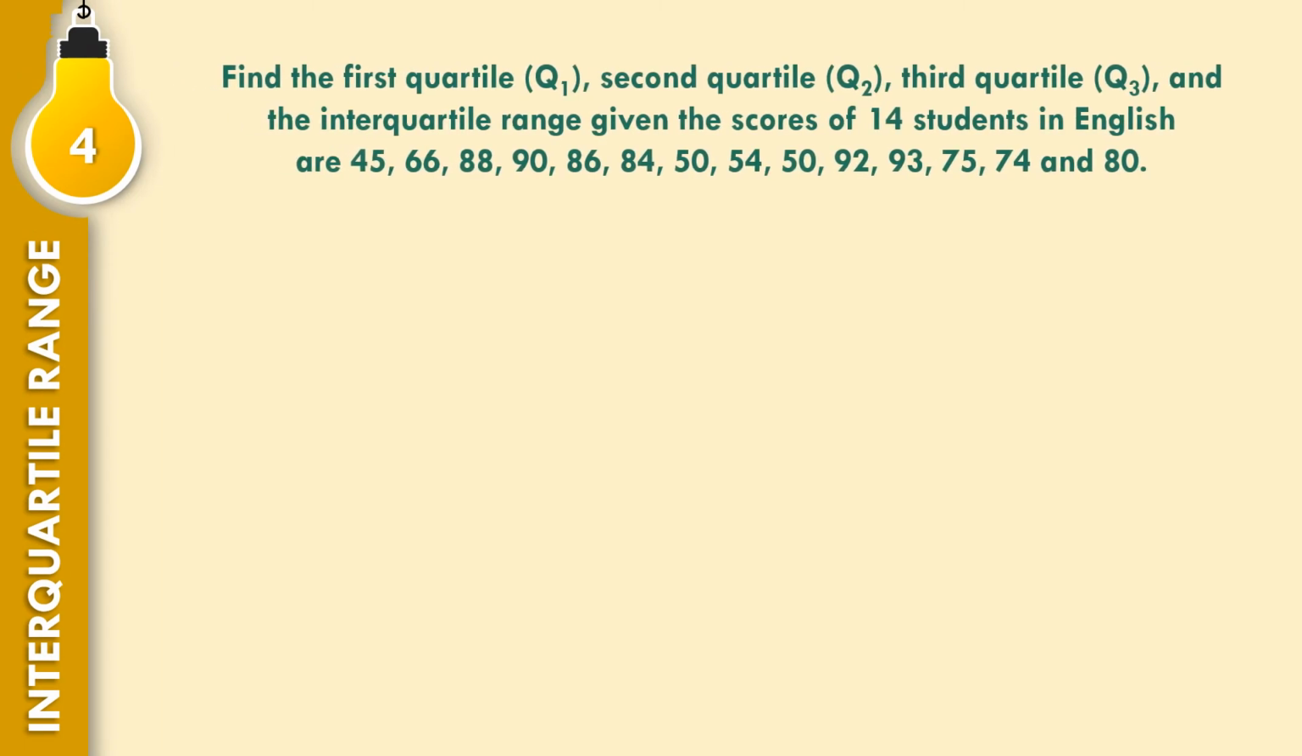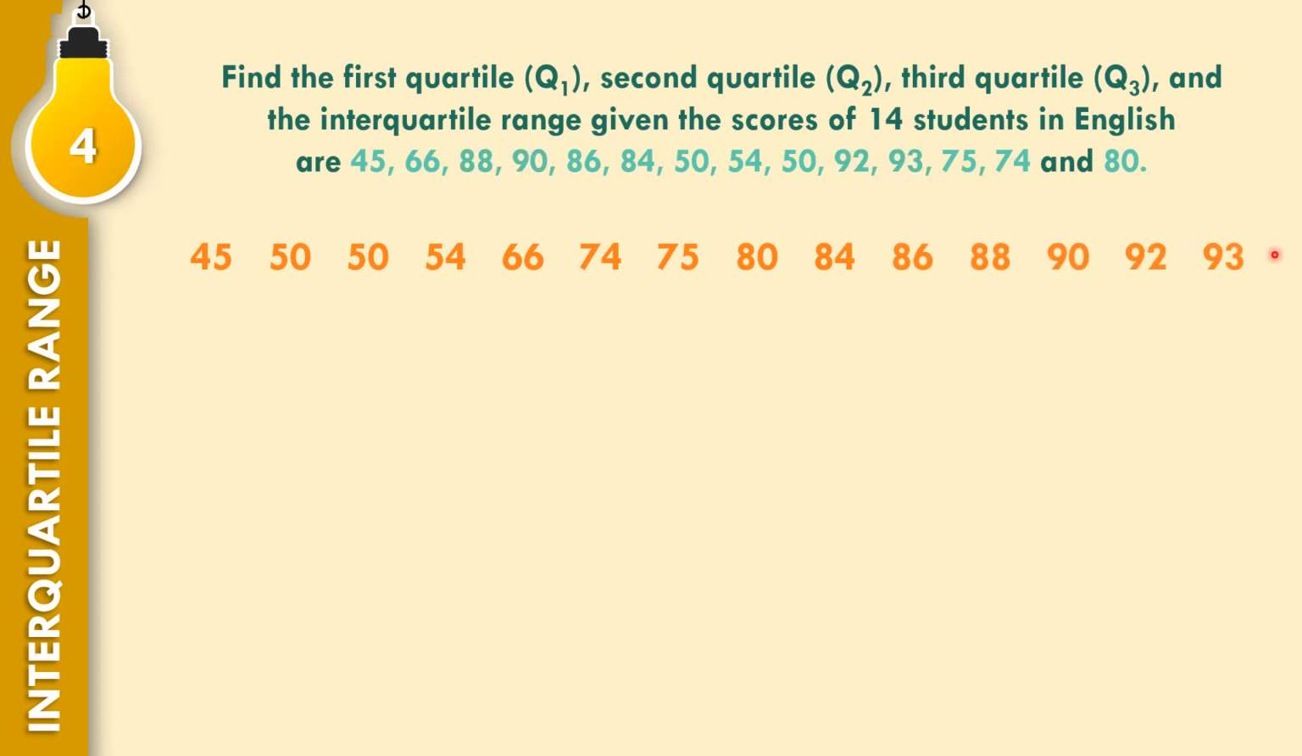In example number 4, find the first quartile, Q sub 1, second quartile, Q sub 2, third quartile, Q sub 3, and the interquartile range given the scores of 14 students in English are 45, 66, 88, 90, 86, 84, 50, 54, 50, 92, 93, 75, 74, 80. First, we need to arrange from lowest to highest or in ascending order. The lowest is 45. Next to 45 is 50, another 50, and then 54, 66, 74, 75, 80, 84, 86, 88, 90, 92, and then 93.